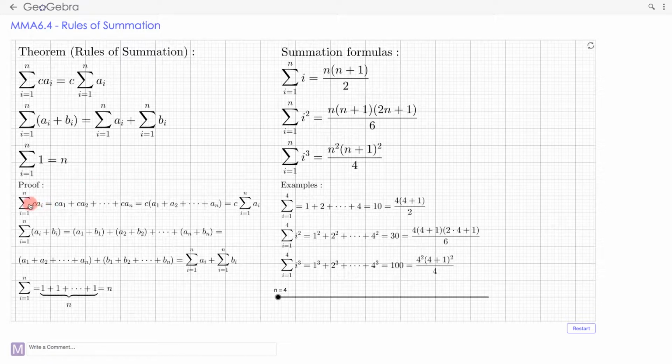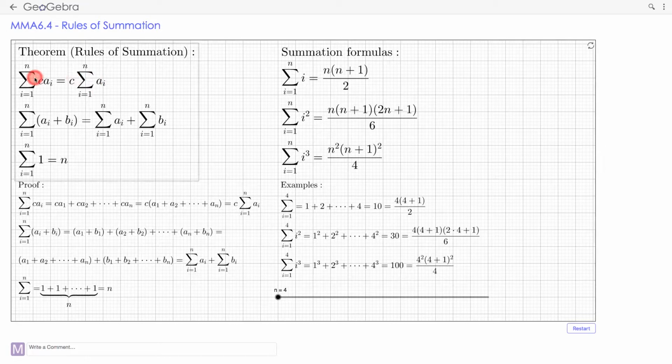So here are some proofs of the results. First of all, we begin by proving this identity. We take the sum from i equals 1 to n of c a_i, and write it out like this. Then we note that we have a common factor here, which can be pulled outside of a parenthesis. What we have inside the parenthesis here is in fact just what we have here, right? So that's the proof of this identity.